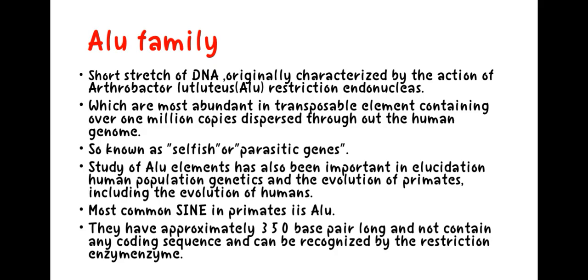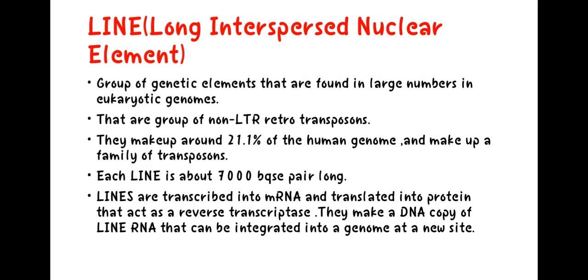Study of ALU elements has also been important in elucidation of human population genetics and the evolution of primates, including the evolution of humans. The most common SINE in primates is ALU. They are approximately 350 base pairs long, do not contain any coding sequence, and can be recognized by the restriction endonuclease. LINE, long interspersed nuclear element.